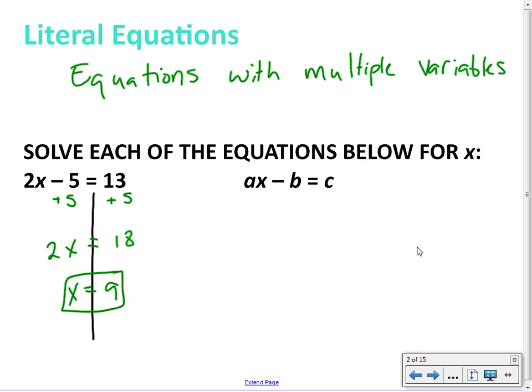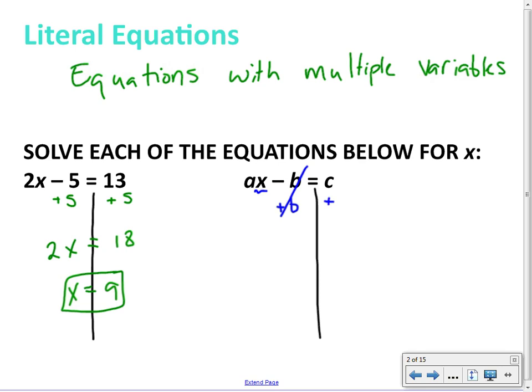The problem is, when we go to do the example on the right, we have no numbers at all, but we're trying to solve for x. So here's how I want you to think about it. Act as though a, b, and c are really just numbers. They're placeholders. We don't know what a, b, and c are, but they're numbers. So if I have a minus b, we can still get rid of a minus b by using our inverse operations. We're going to add b to cancel that out.